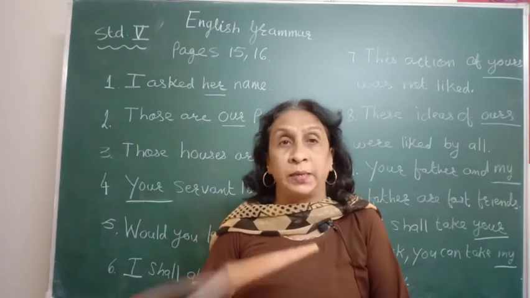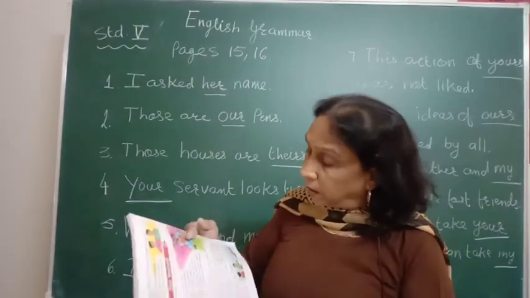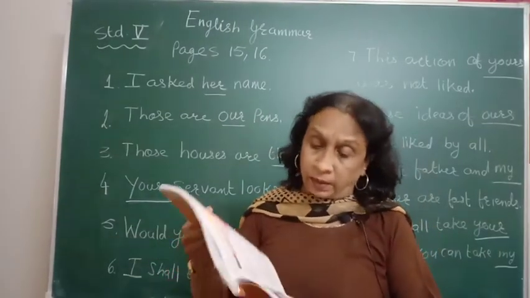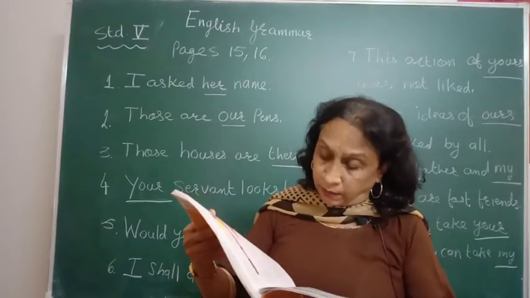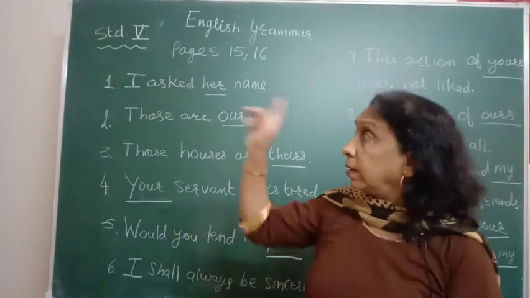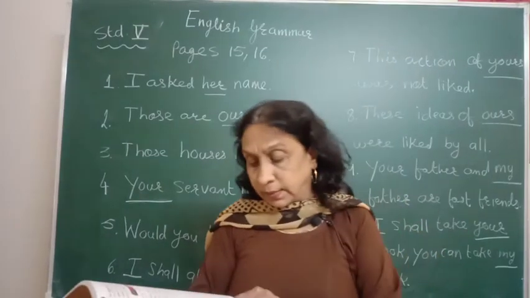So what you do is write the main question. What is the main question? In the notebook, write page 15. Directly write 3. Correct the following sentences. Then write answer 1. Don't write this sentence. I asked her's name.